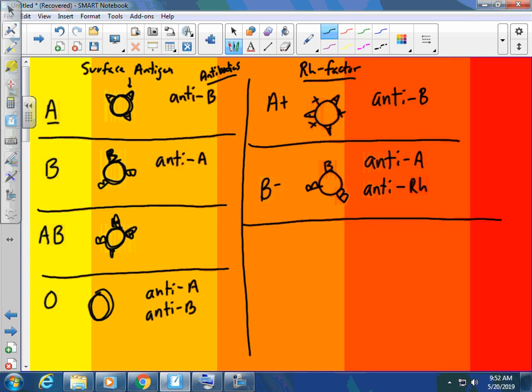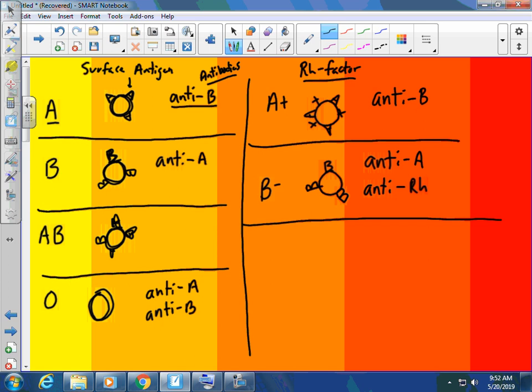So the antibodies available are whatever we can have, anti-A, anti-B. So if we're type A, we can't have anti-A antibodies because they'll attack our own cells. So we can only have anti-B. If you have B blood type, you can only have anti-A. And if you're AB, you can have nothing. You get nothing. And if you're an O blood type, then you can have anti-A, you can have anti-B because you have neither of those surface antigens on your blood cells.